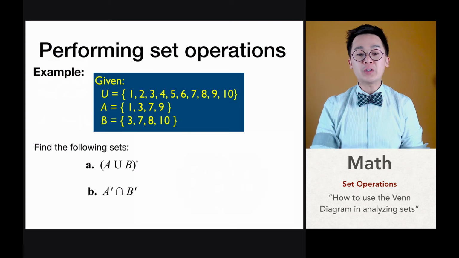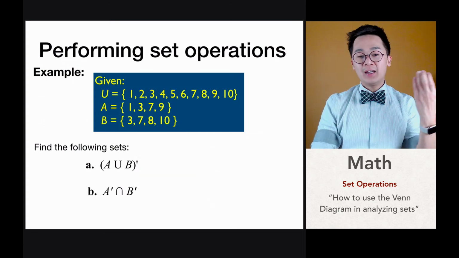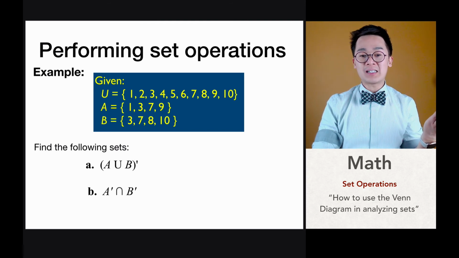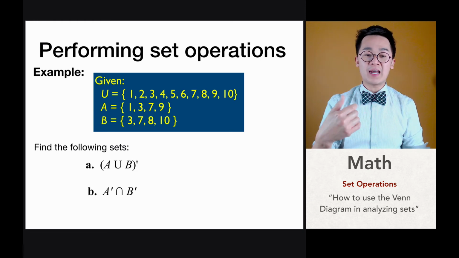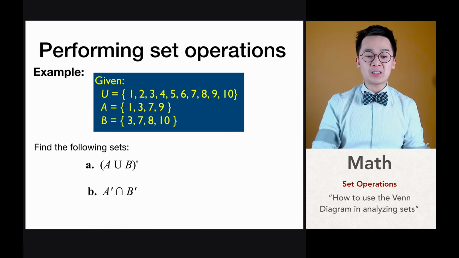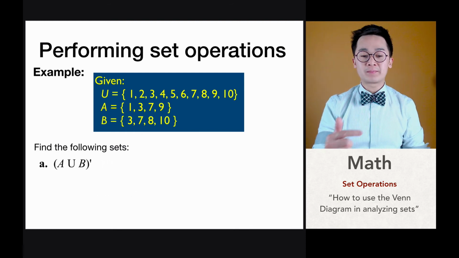set U, or universal set, of 1 through 10, and we have two subsets: subset A, which is 1, 3, 7, 9, and subset B, which is 3, 7, 8, and 10. If we're going to find the two distinct groups of subsets, for letter A, the complement of A union B, and for letter B, the intersection of the complement of A and the complement of B. So let's work with the first statement.